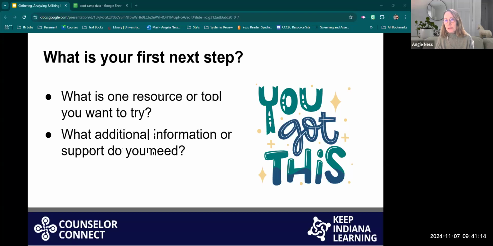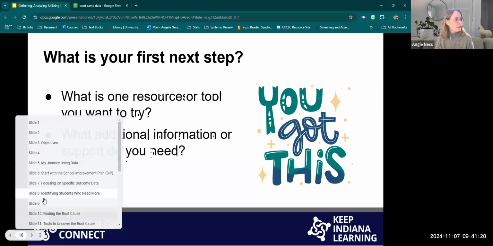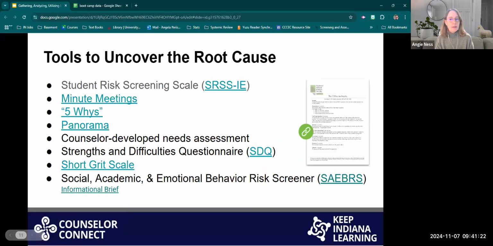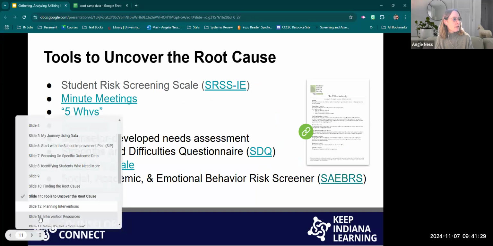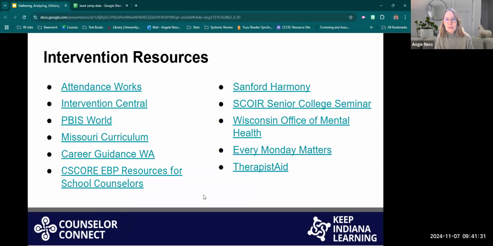So I know slide 11 had some tools for root cause. And then slide, I think, 13 had those intervention resources. Like the advocacy model. What else are you guys seeing? Or what did you see or hear that you might like to try, might like more information on?